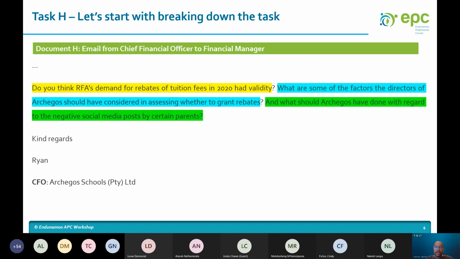All right, so we are talking about, do you think RFA's demand for rebates of tuition fees in 2020 had validity? They were saying that because you saved costs, it must filter through to us. So is that valid? Then what are some of the factors the directors of Archigos should have considered in assessing whether to grant rebates? Now you need to look at everything. Can we afford to do this? If we save this one stakeholder by doing this, what happens to the other one, and all those other considerations we're talking about. Okay.